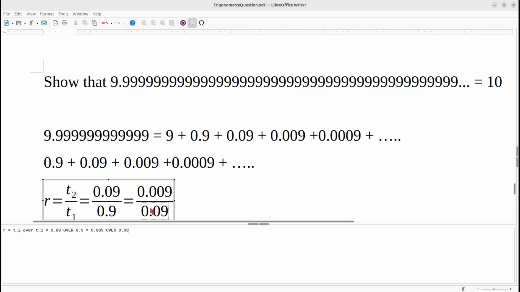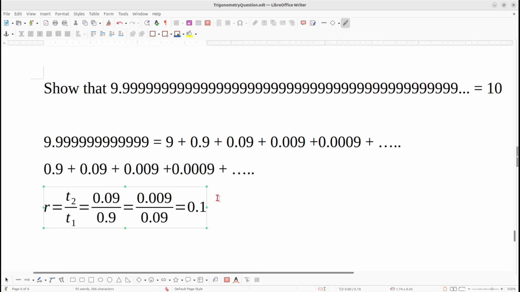So the second term over the previous term is constant. If you want to find the ratio r for a geometric sequence, it's the second term over the one before it. So this is giving us 1 over 10, or rather 0.1.